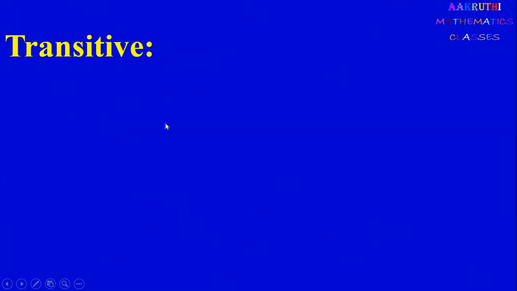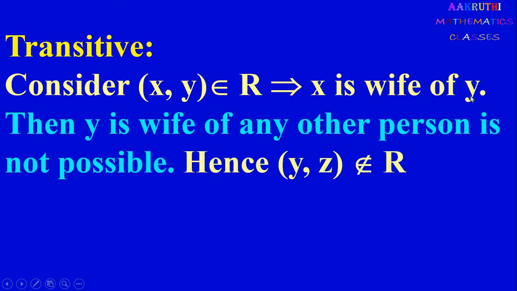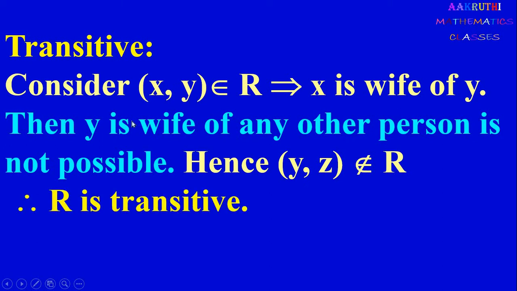Next we consider transitive. Now we consider (x, y) belongs to R, so x is wife of y. Here x is female, y is male. Then y is wife of z is not possible, since y is male and a male person cannot be wife of any other person. So there is no ordered pair (y, z). Here we have (x, y), but (y, z) is not there in the relation, so verification for the transitive property is not needed, and automatically this is transitive. Therefore this relation is not reflexive, not symmetric, but it is transitive. So the relation "wife of" is only transitive.